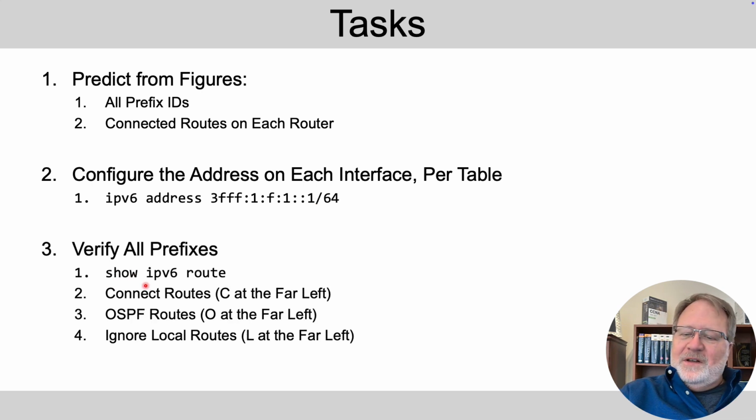Then I want you to look at the routes. Use the show ipv6 route exec command, and there'll be a code in the far left like there is with the show ip route command, and look for connected routes that have a code C and OSPF routes with a code O. You can ignore local routes with a code L. So look at that, think about those, and think about those addresses and prefix IDs. I'll give you a few seconds to hit pause and go do the lab, and then I'll give you a walkthrough of the lab exercise.